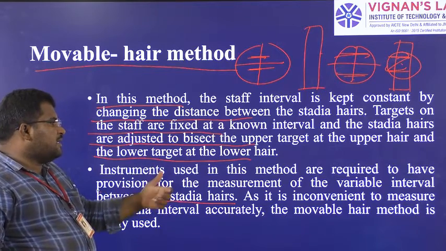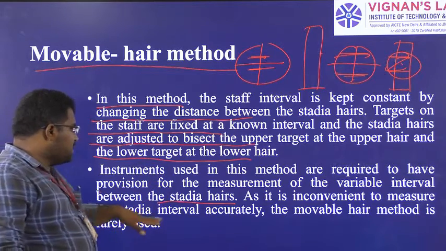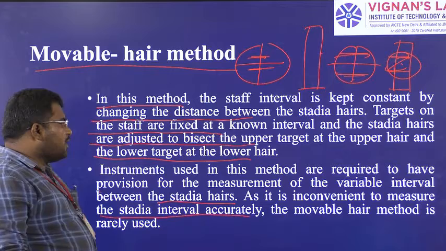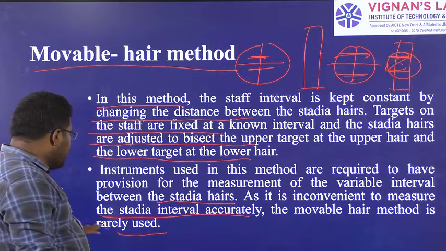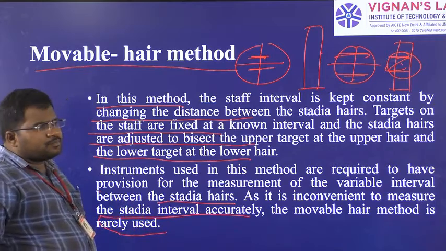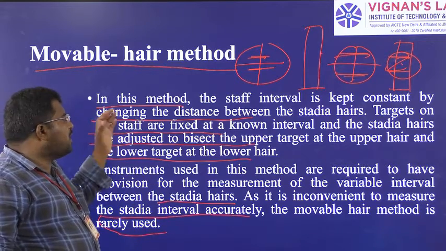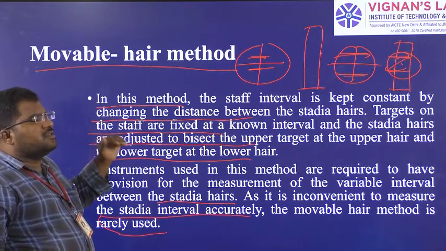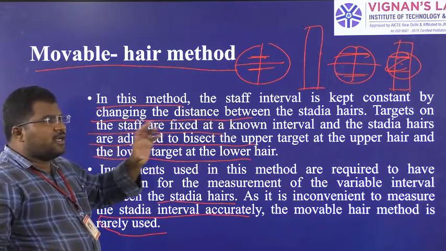Now, as it is not convenient to measure the stadia interval accurately, the movable aid method is rarely used. Every time we need to move the stadia aids, so we are not going to use it commonly. So the fixed method is what we use regularly.